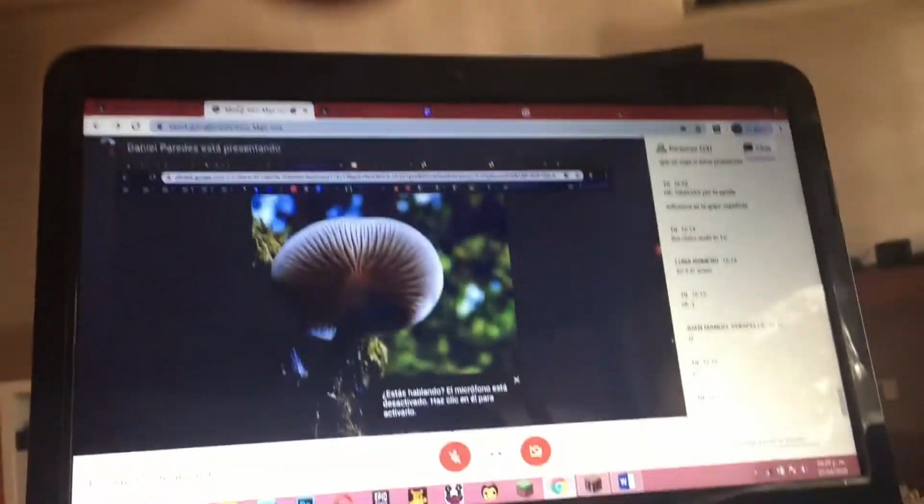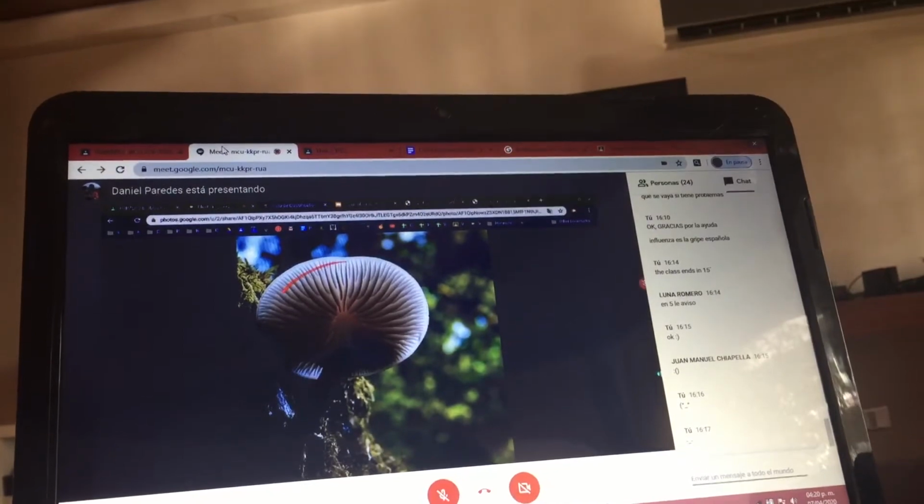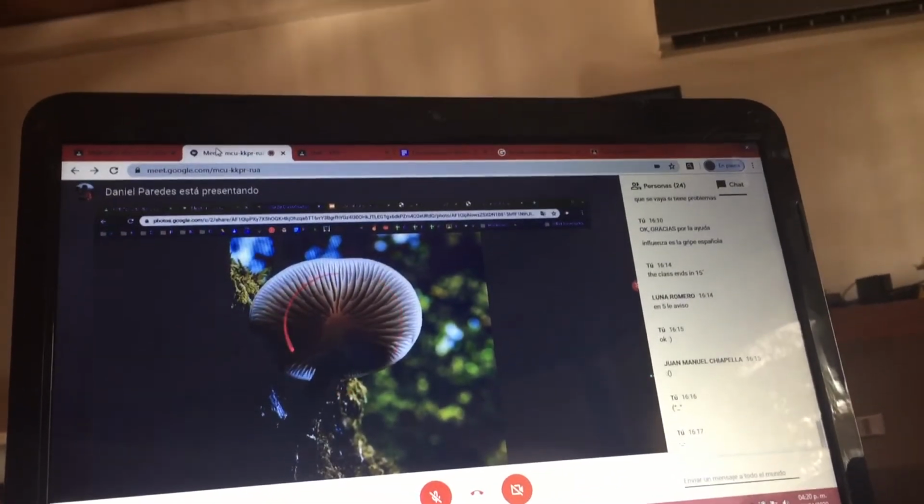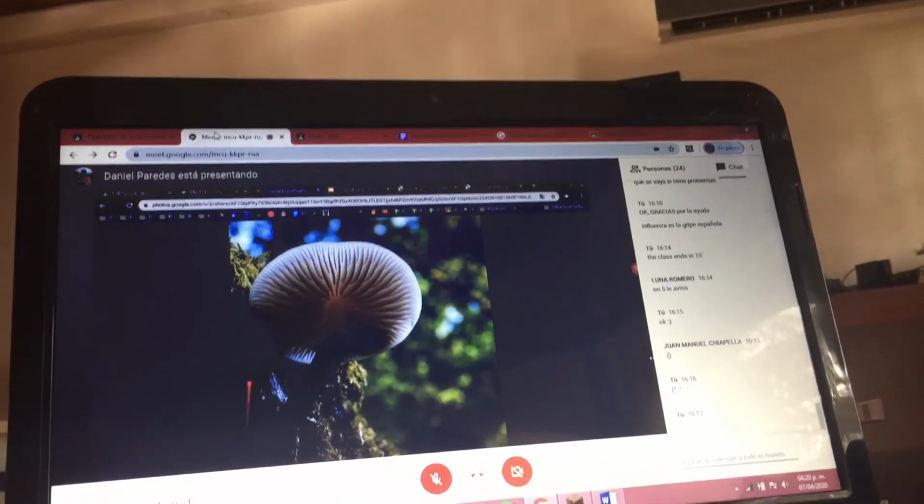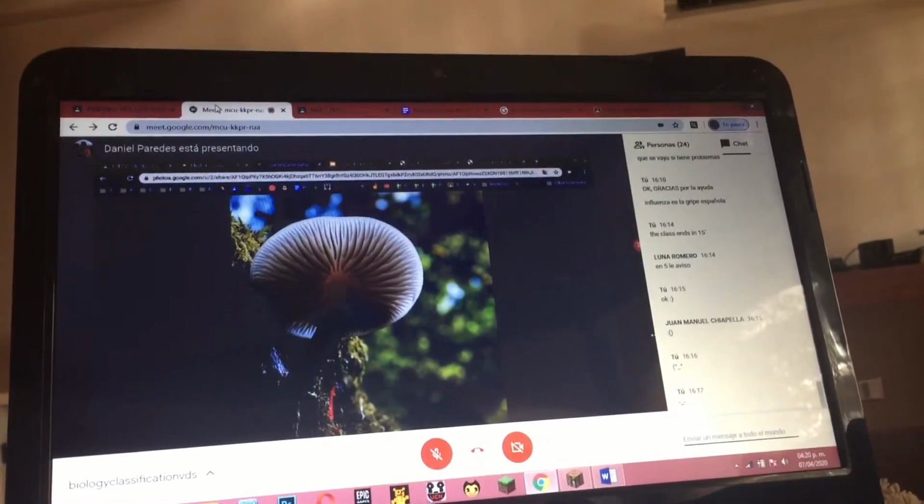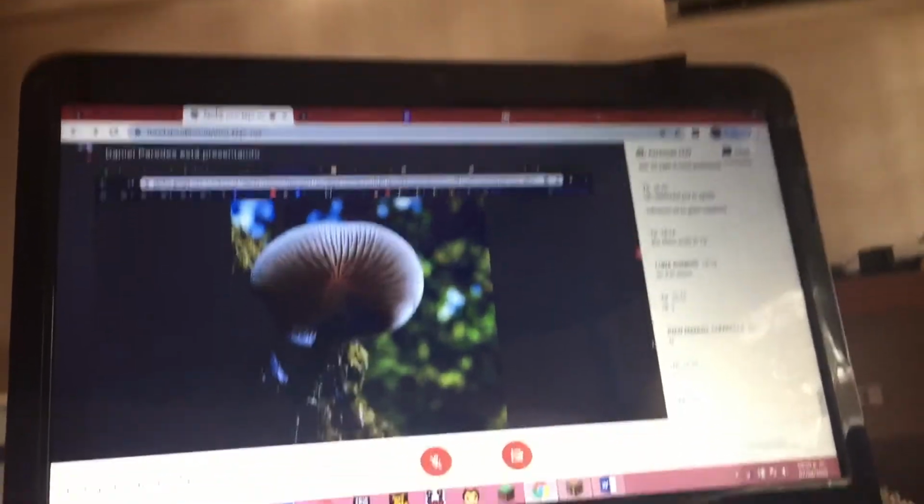Fungi do not produce their own food. They don't have chlorophyll. As a matter of fact, this fungus is killing this tree. This fungus is dissolving the tree and feeding from the tree. They are mortal enemies. Plants and fungi are very frequently enemies.